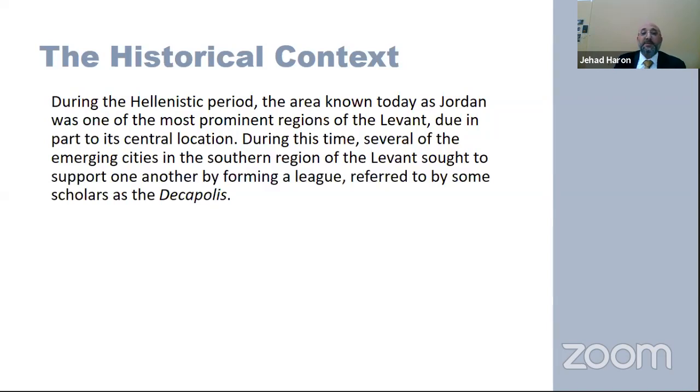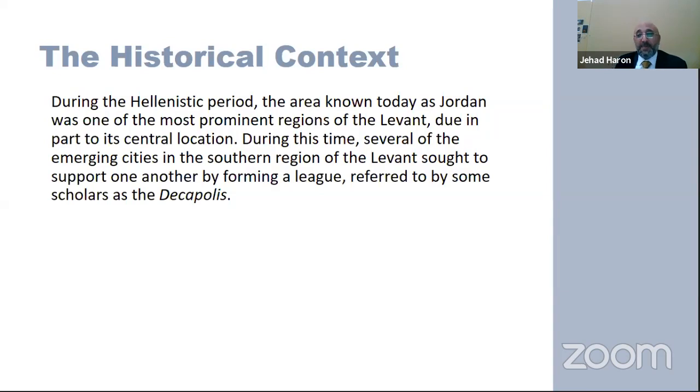During the Hellenistic period, the area known today as Jordan was one of the most prominent regions of the Levant, due to its central location. During this time, several of the emerging cities in the southern region of the Levant sought to support one another by forming a league, which some scholars call the Decapolis. Some list it as 10 cities or more. In Jordan, we have six to seven: Gadara and Qais, Pella, Tabaqat Fahl, and of course Philadelphia, Jerash, and in addition Capitolias, Beit Ras.